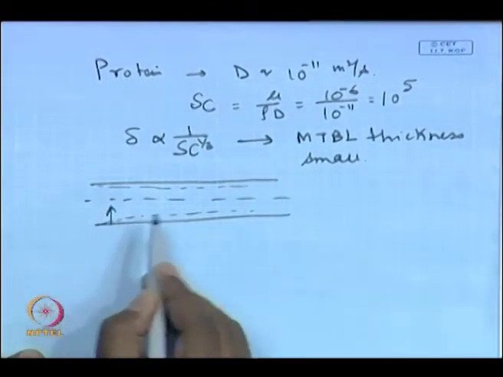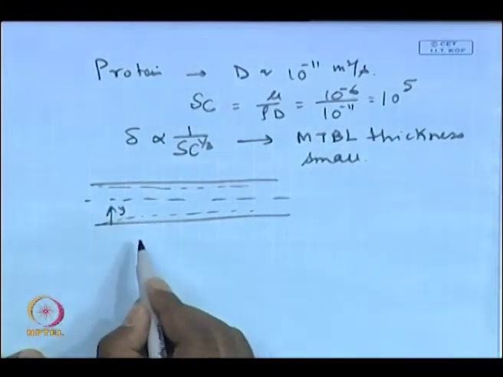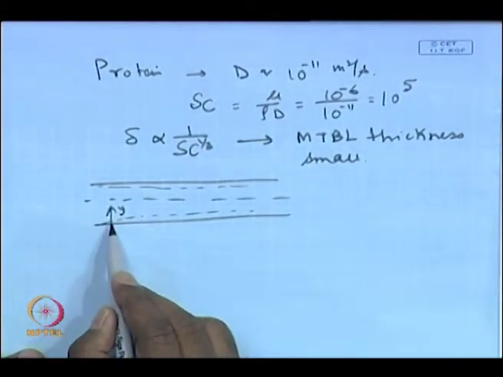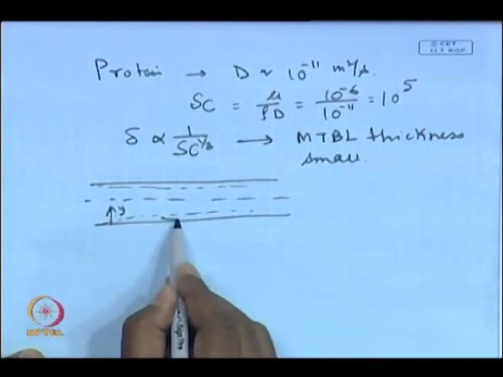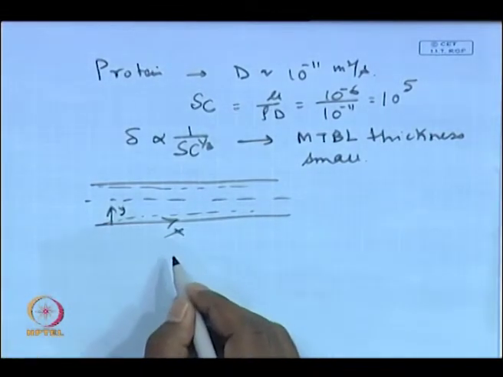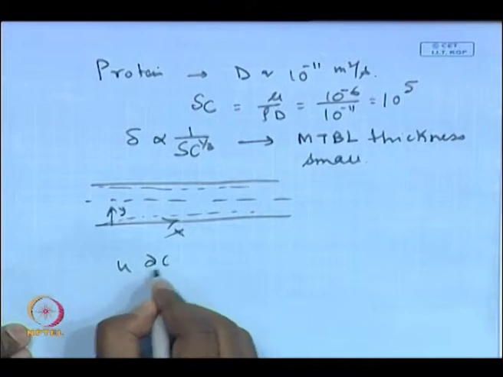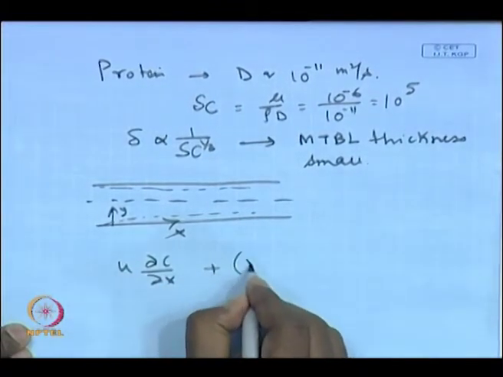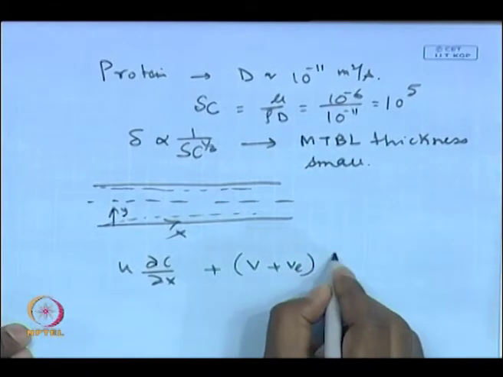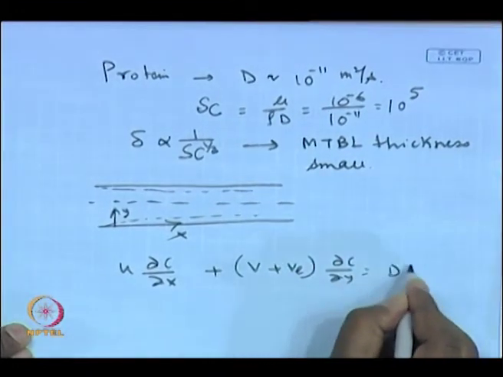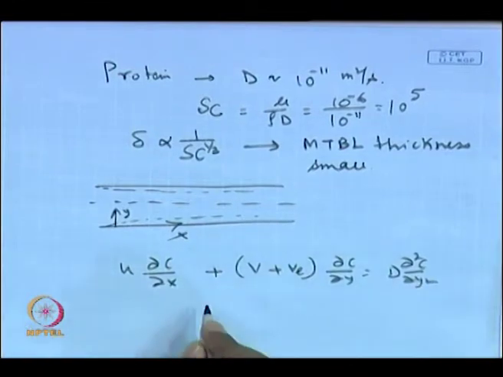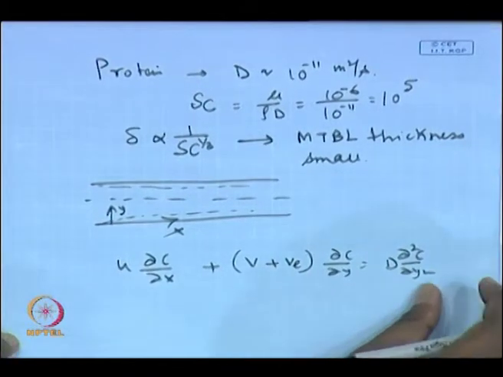So, you set up your y coordinate at the wall, going into the center, and the x coordinate is as before. Under this condition, the solute mass balance equation in the radial polar coordinate system will boil down to the rectangular coordinate system. So, this becomes u ∂c/∂x plus v ∂c/∂y is equal to D ∂²c/∂y², where y is the coordinate away from the wall. Okay.